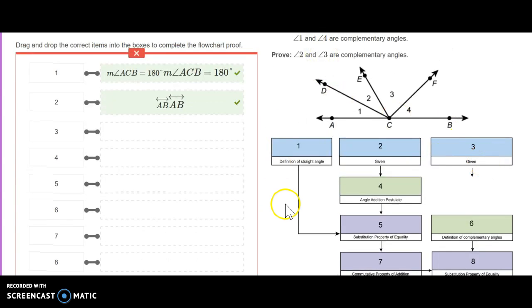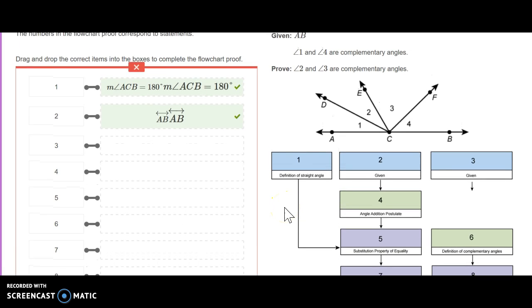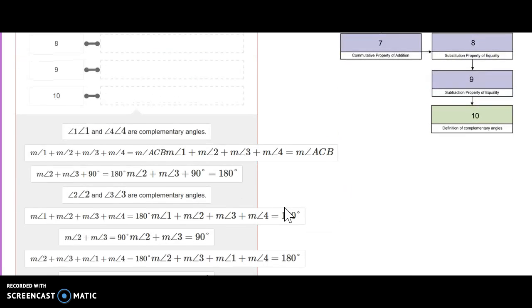And then 3 has to be our other given, which is angle 1 and 4 complementary angles.